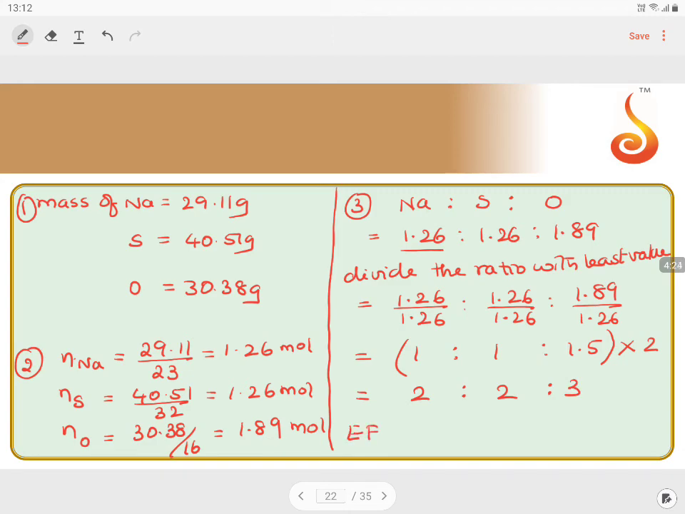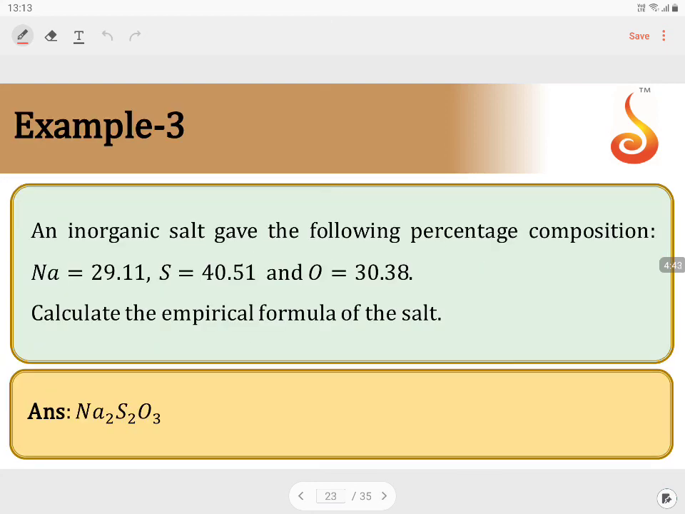So the empirical formula can be written as sodium with atomicity of 2, sulfur with atomicity of 2, oxygen with atomicity of 3. This can be the empirical formula of the compound, Na2S2O3. That can be the empirical formula of the compound with the data provided.